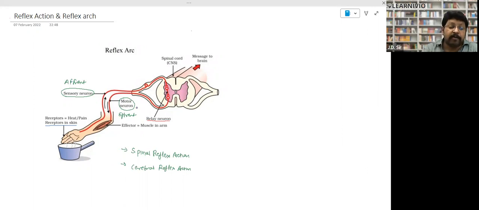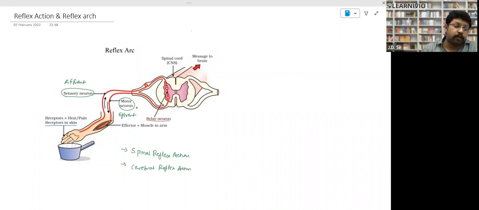Else, normally information reaches the backbone. From the backbone, it goes to the brain. In the brain, a particular part will take the decision. That decision part will give the order to another part. That part will give the information to the motor nerve, then it will come to the effector muscles, and it will take too much time.